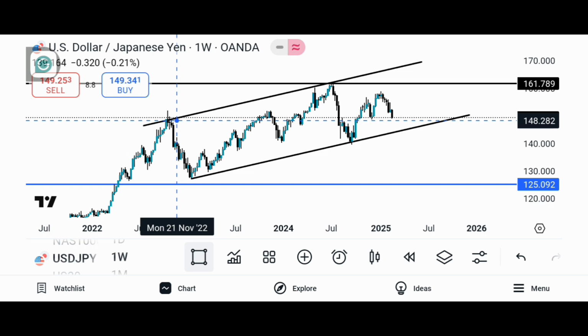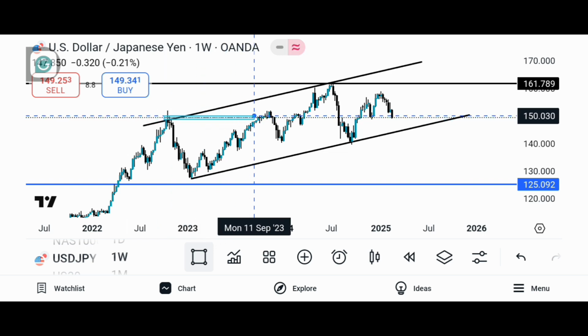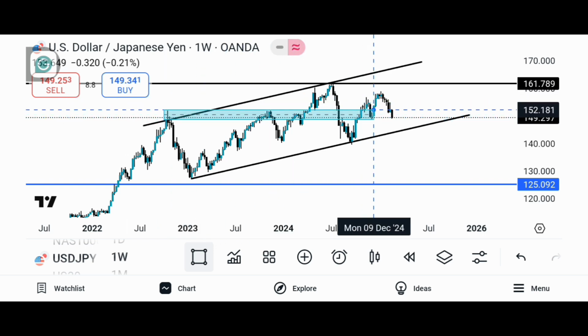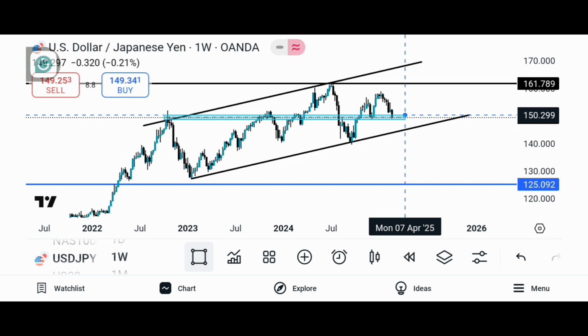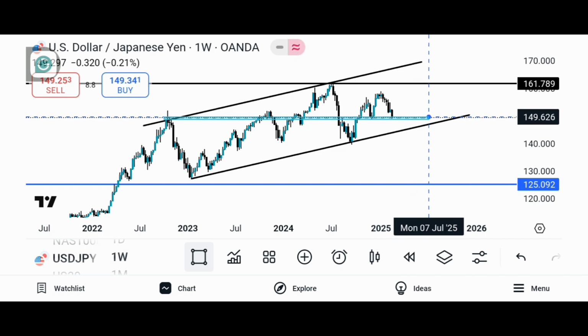So as I'm busy analyzing the market, I can see that we have a zone right there. So it is resistance broken and turned into support, and yeah, we'll see what the current price will do.